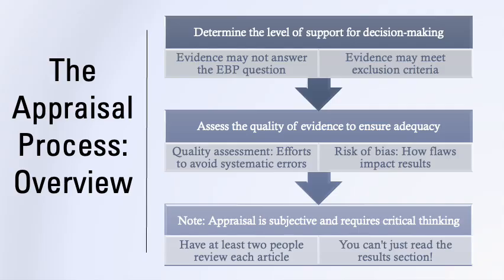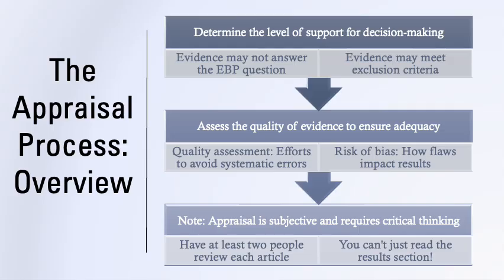When using the Johns Hopkins model, the appraisal process has two fundamental components: determine the level of support for decision making and assess the quality of evidence to ensure adequacy. The level of support for decision making is generally determined by the type of evidence.